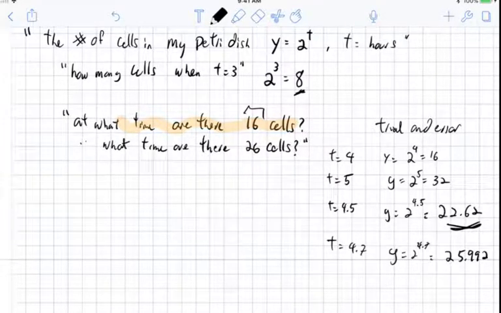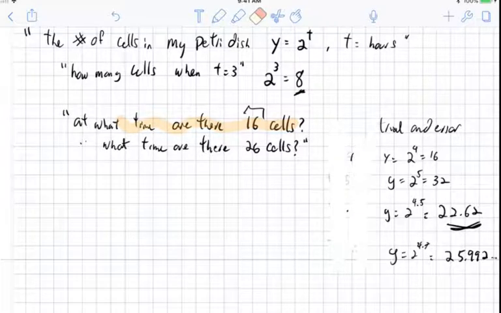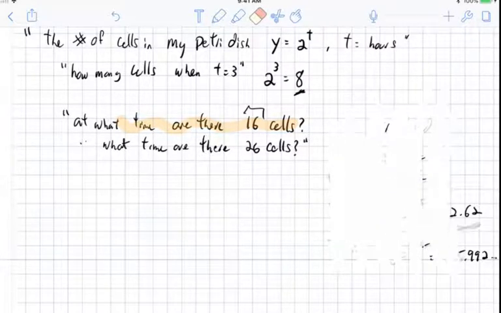25.992, but that's not quite 26. All right, so are you bored of watching me try trial and error yet? The only way to solve this problem is literally what I just did, trial and error. But like I said, these problems show up so frequently that, to help us along, people started making tables of outputs.